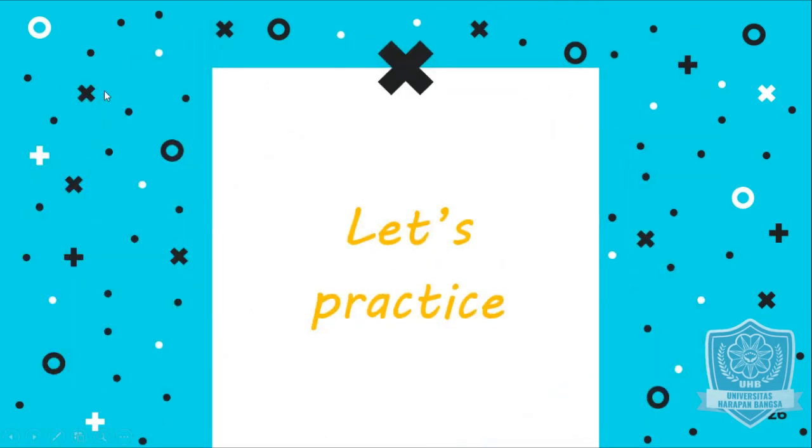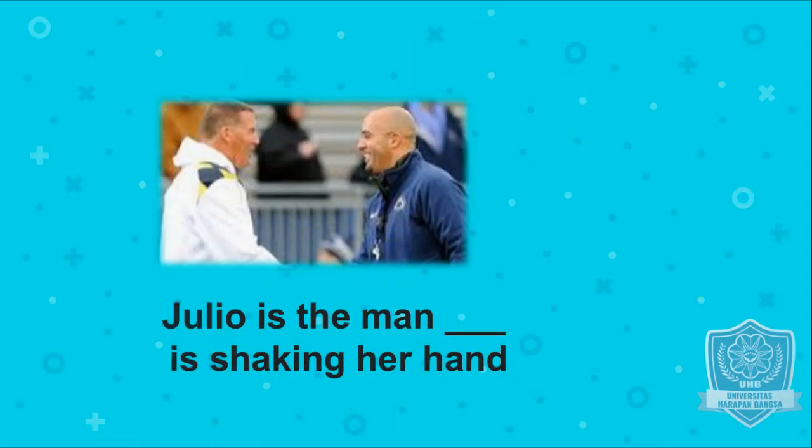Now it is time for you to practice. So what do you think? Julio is the man, blah blah blah, is shaking her hand. Very good. Julio is the man who. Yeah, we use who because in the previous clause here there is the object man. So who is shaking her hand is for describing the man.